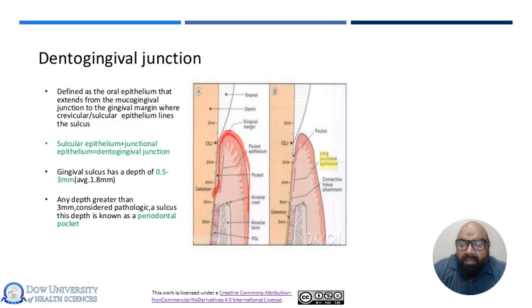So how does it do that? Up to 3 millimeters is considered to be normal. If it is beyond 3 millimeters and if it bleeds upon probing, then it is considered to be diseased or inflamed. And whenever the depth of the gingival sulcus on the periodontal probe exceeds 3 millimeters, it is known as a periodontal pocket. And in this instance, we call it pocketing.